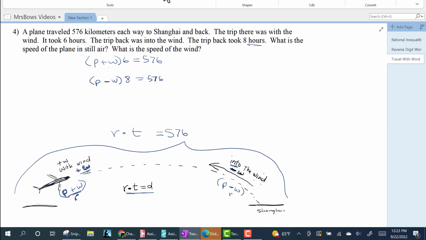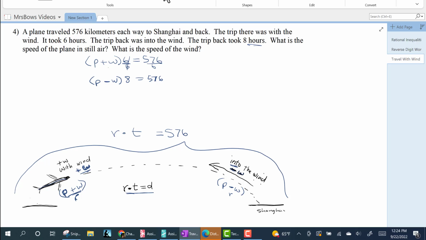Well, this is the system. However, we've got these multiplying numbers. You could do the distributive then solve, but it's easier since this is multiplying. To cancel multiplying, you divide. So 6 divides 576. Let's see. That would be, looks like 96. Let me get a calculator and double check that. 576 divided by 6. Yep, 96.